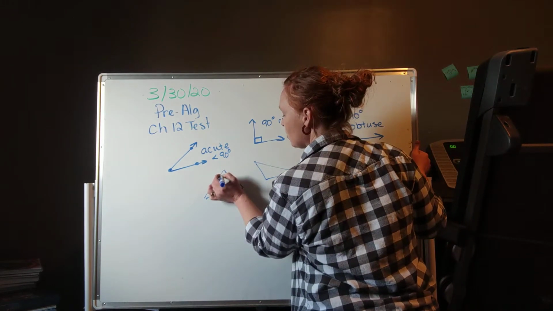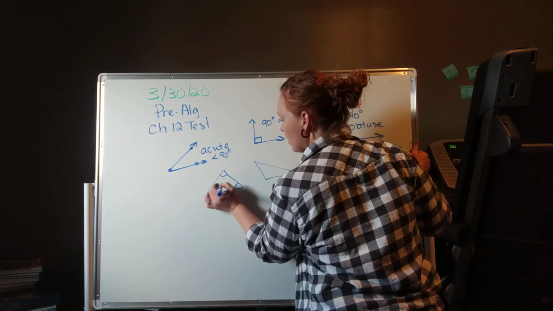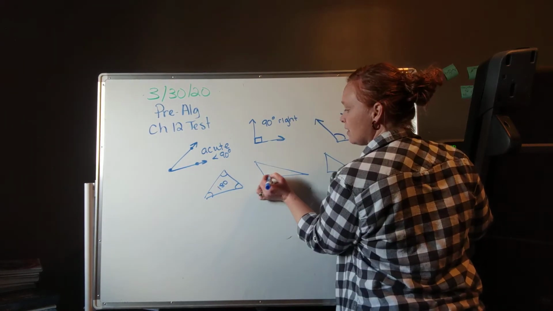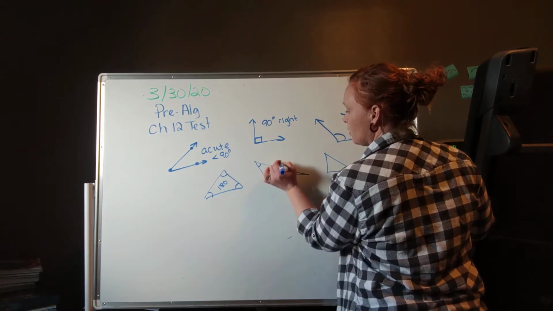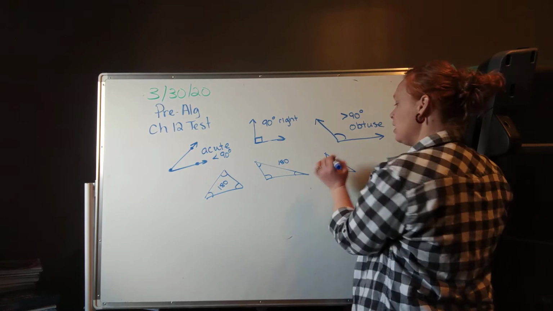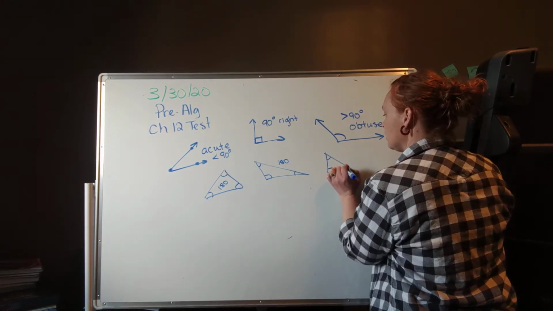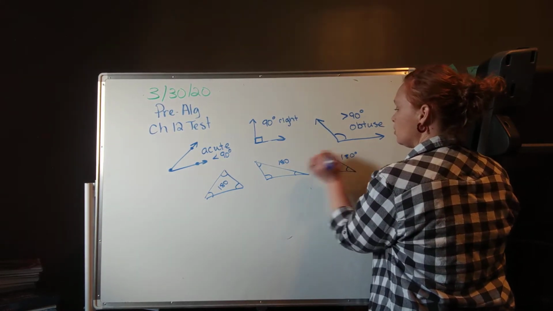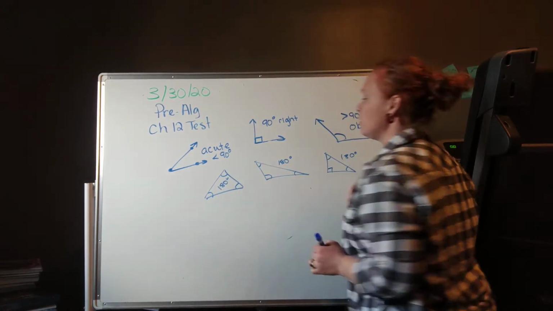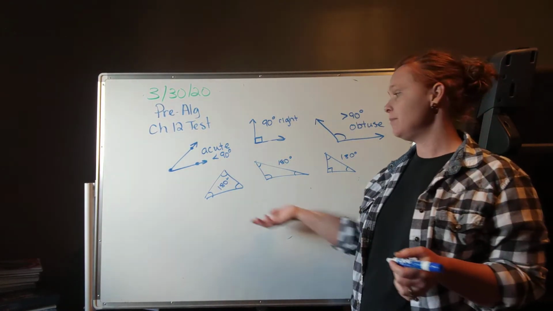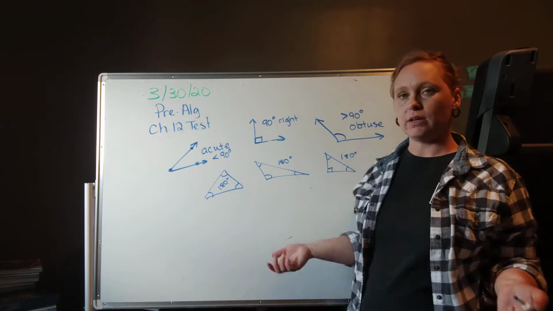So if I added this angle and this angle, they would all equal 100. If I added this angle and this angle, they would equal 180 degrees. And a little right angle in there, 180 degrees. Okay, so remember that. That's really cool, isn't it? That all triangles always equal 180 degrees.